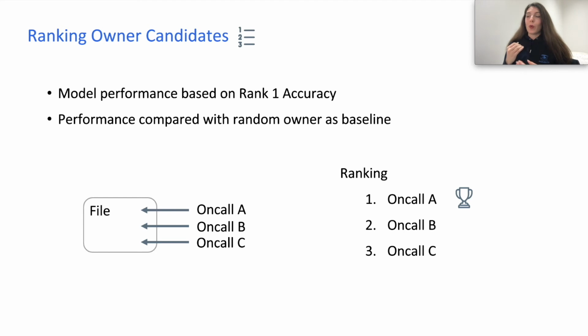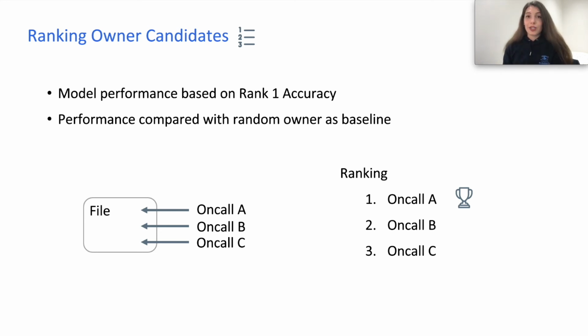And what we want to do is to give a ranking of these owners, so to express a preference on which owner we think it's best. So our ML model performance is based on rank 1 accuracy, and we compare the performance against a random baseline where we randomly rank the owner that has some kind of signal for a given asset.